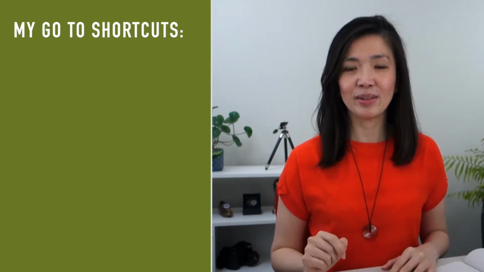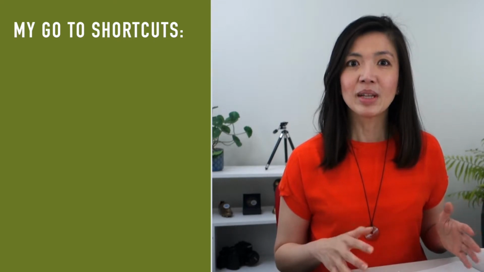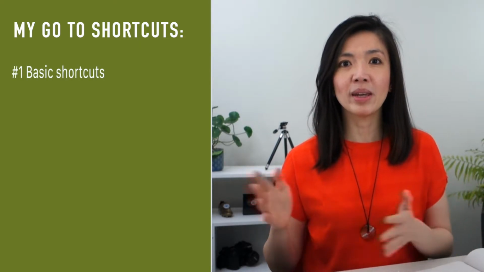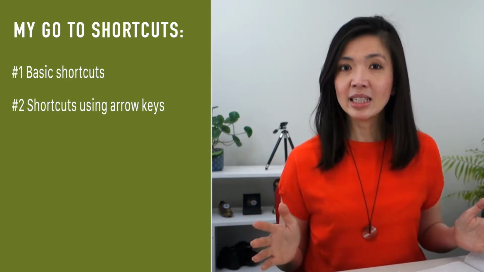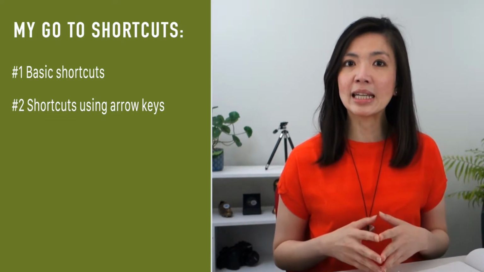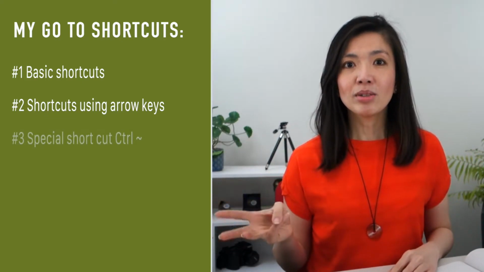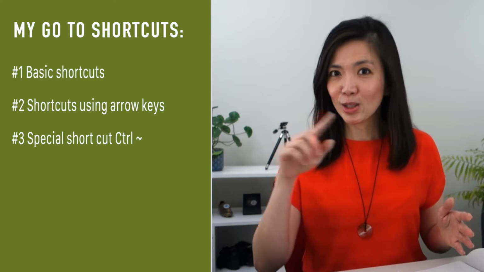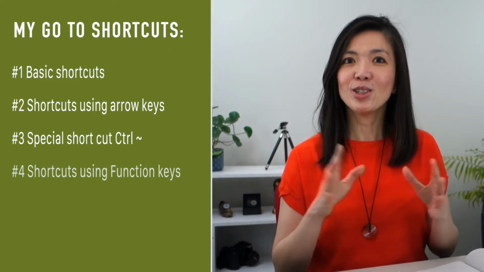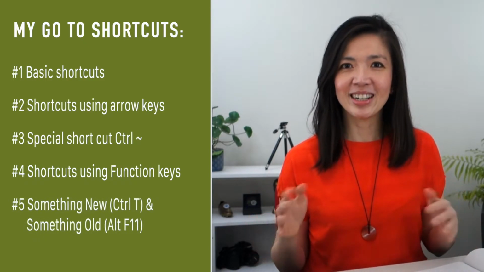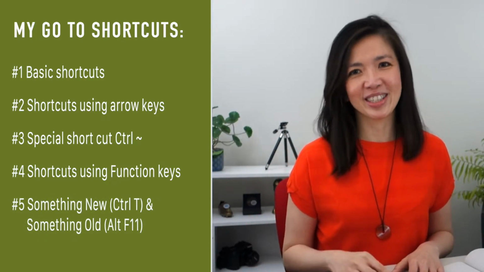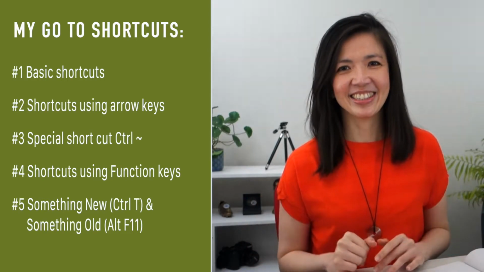already familiar with. In Chapter 1, basic shortcuts that we can use to save, copy, cut, and undo. In Chapter 2, shortcuts using arrow keys, which are super useful to avoid the need to scroll up and down. Chapter 3, special shortcut with Ctrl squiggly line. Chapter 4, shortcuts using function keys. And Chapter 5, something new that I just learned this year and something old from years ago. Let's get started.